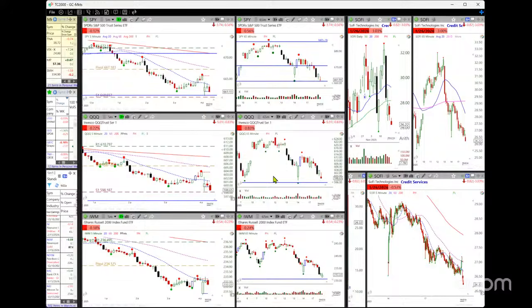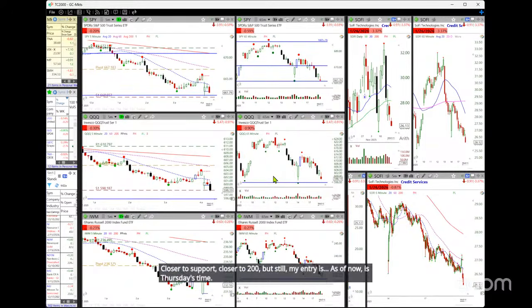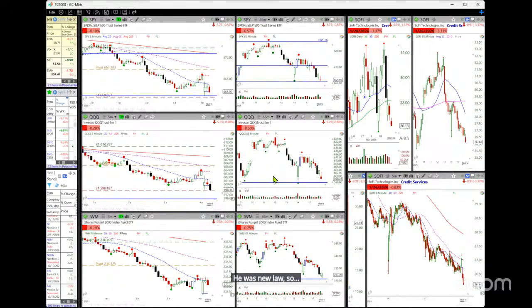Mm, this is a pattern. I prefer a bottoming tail. I think I like Riot better than that, Alex, because Riot is closer. It's down more, closer to support, closer to 200. But still, my entry is, as of now, Thursday's high. Q's new low. So, I'm in no rush for longs.